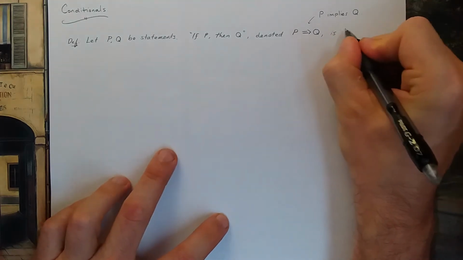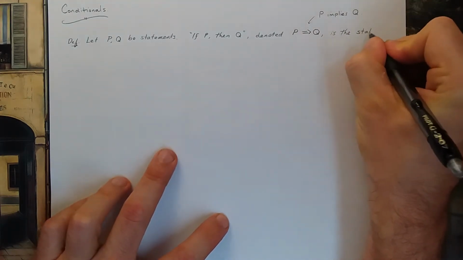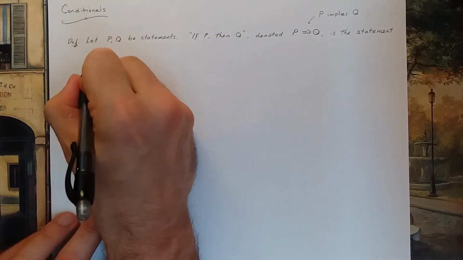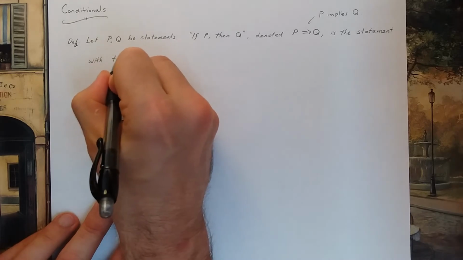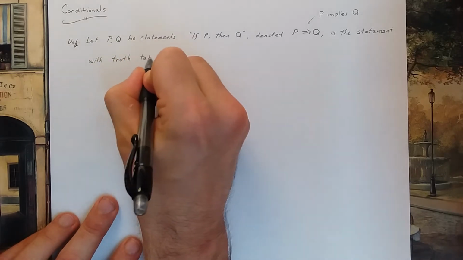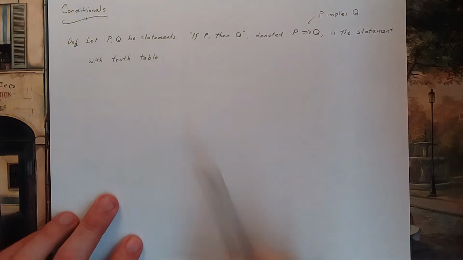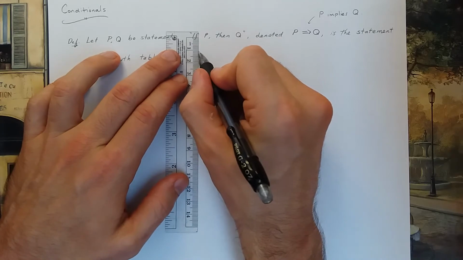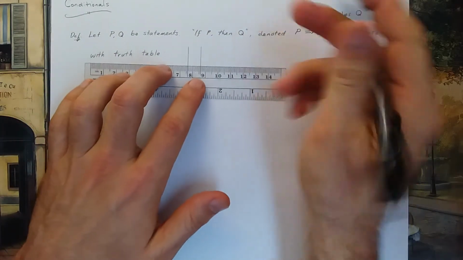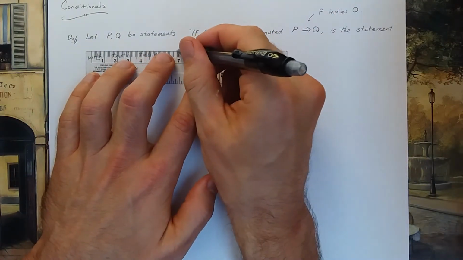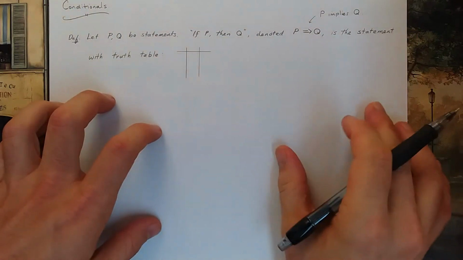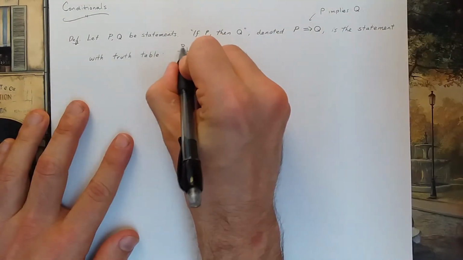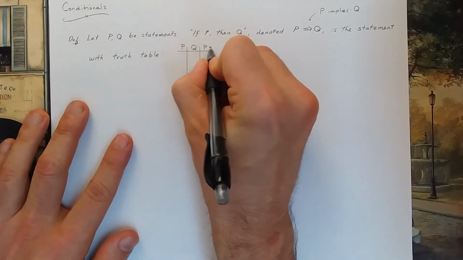This is the statement with the following truth table. So I'm going to show you explicitly the truth table for this statement, P implies Q, or if P, then Q. Okay, so I have P, Q, and P implies Q.